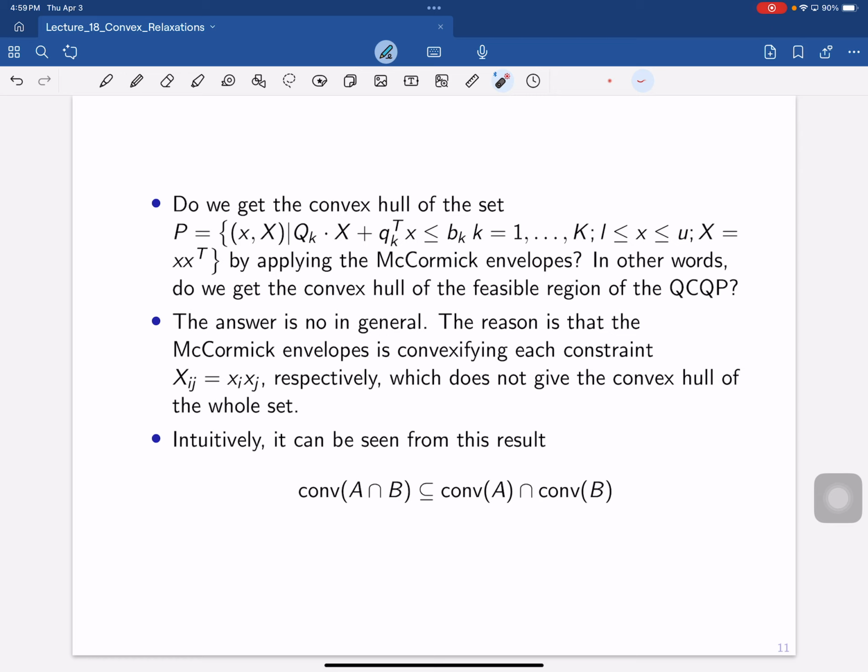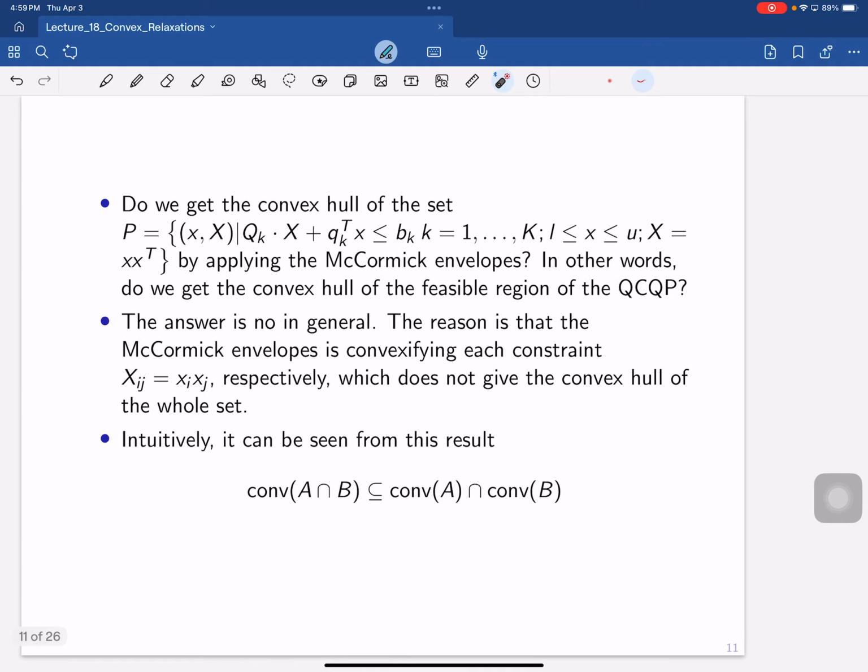So the right-hand side is you convexify two sets separately, and then you intersect them. That's like what we did when we apply McCormick envelope to each bilinear constraint separately, and then we put all the McCormick constraints together, right? It's like this right-hand side. And the left-hand side is saying you first intersect all the nonlinear constraints, and then you take the convex hull altogether, right? So you can show mathematically the left-hand side is a subset of the right-hand side. Okay, so why is that the case? You can show that mathematically yourself, right?